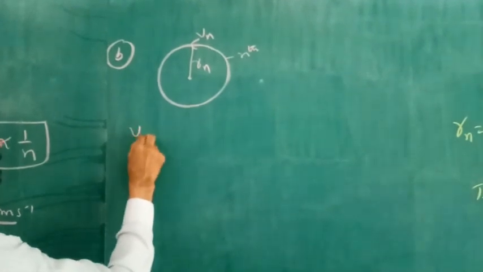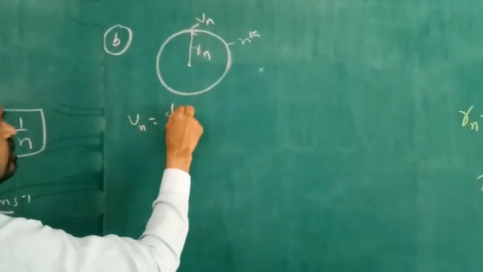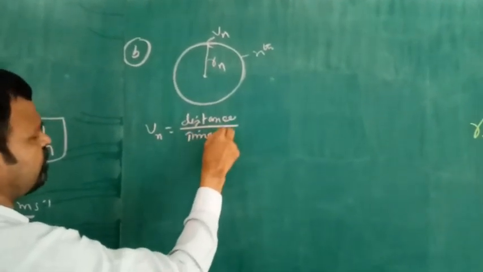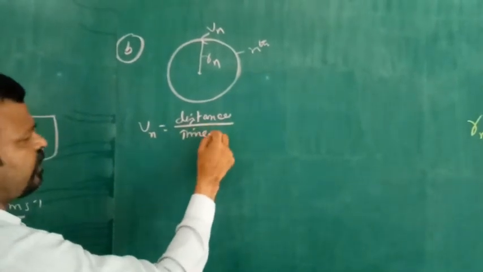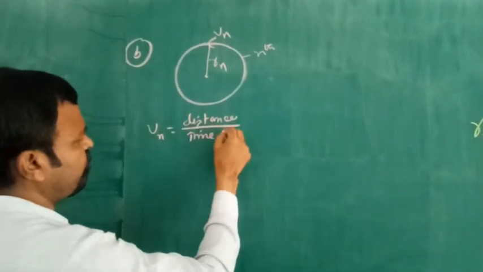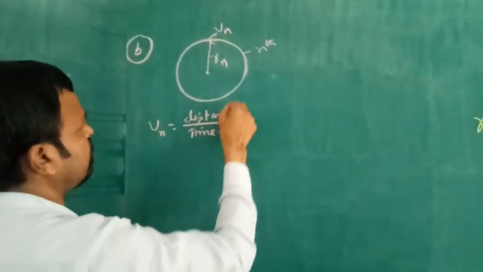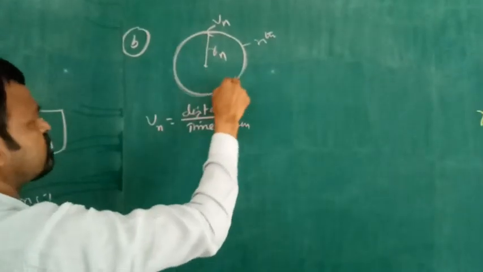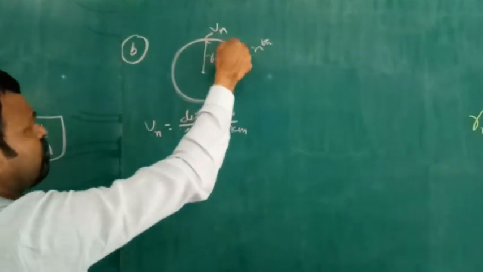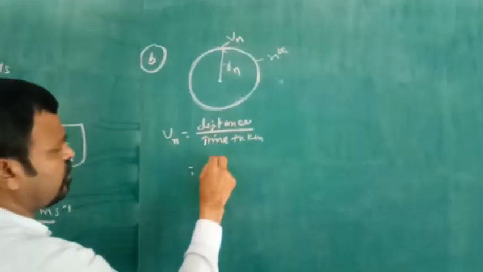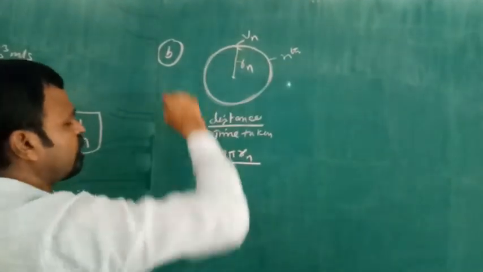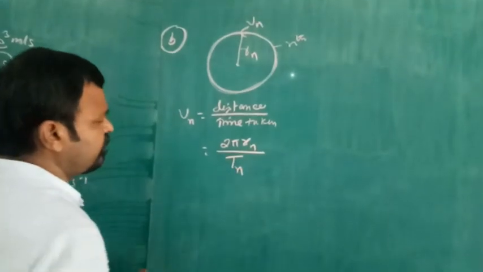Then the velocity of an electron is distance travelled divided by time taken. In general, velocity can be defined like this: the magnitude of displacement divided by time taken. Here the magnitude of the displacement is nothing but the distance travelled. So the distance travelled for one revolution is 2 pi Rn, divided by the time taken to complete one revolution, which is the time period.